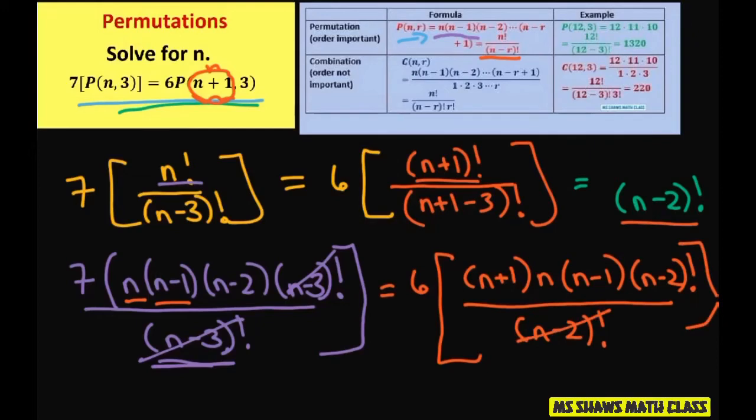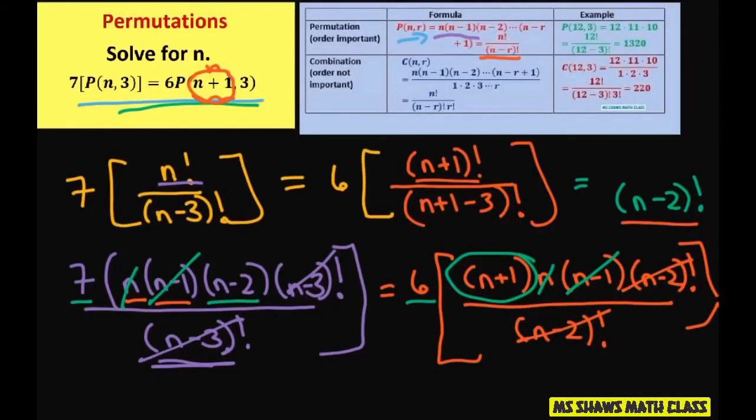So these cancel out. So what we're left with, if all this cancels out, we don't have a denominator. Our n's cancel out because you can divide both sides by n. Our n minus 1 cancels out. So what we're left with is 7 times n minus 2 and 6 times n plus 1. So let's write that.